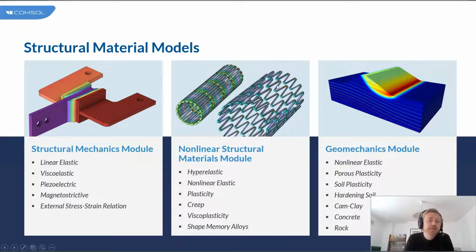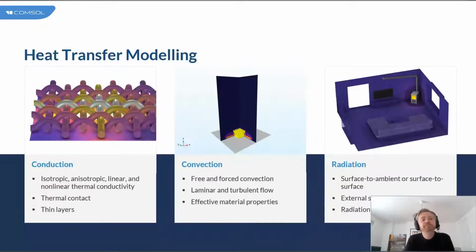And we also have nonlinear material models available as well. And these are split into two categories. So you've got your structural nonlinear material models, such as hyperelastic, elastoplastic, and creep. And you've also got your geomechanics nonlinear materials, which would be your more naturally occurring materials, things like soils, rocks, and materials which would typically be used in geophysics type modeling.